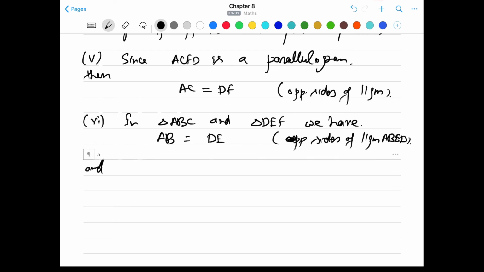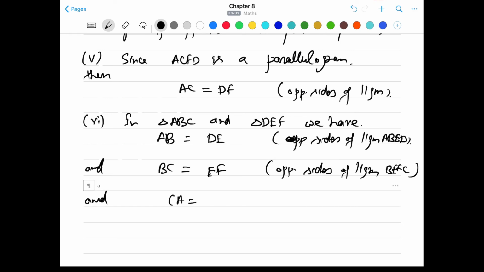And we have that BC is equal to EF. Again, this is because they are opposite sides of a parallelogram. This time we are taking parallelogram BEFC. Then next, CA is equal to FD, and this is because they are opposite sides of parallelogram ACFD. Okay, so we got three pairs of sides equal.